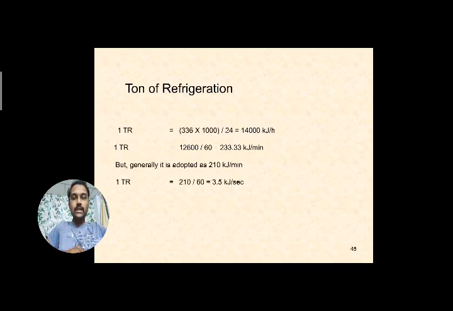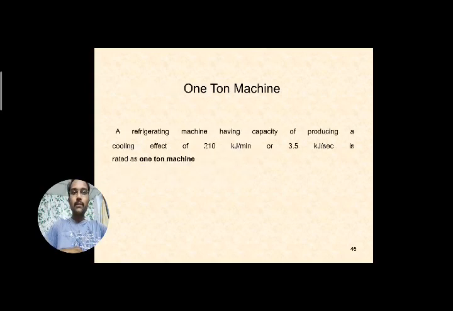1 ton of refrigeration is equal to 210. Convert that kilojoules per minute to kilojoules per second: 210 by 60 is 3.5 kilojoules per second. Joules per second is nothing but watt, so it can be written as 3.5 kilowatts. The same thing is written here. So a 1 ton machine, a refrigerating machine having the capacity of producing a cooling effect of 210 kilojoules per minute, or 3.5 kilowatts or kilojoules per second, is rated as a 1 ton machine.